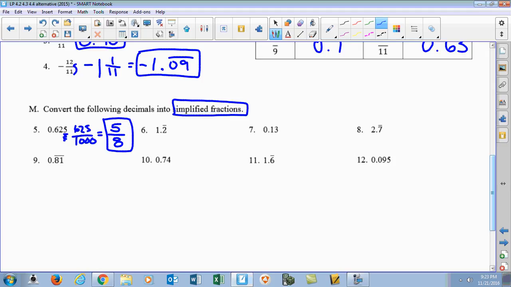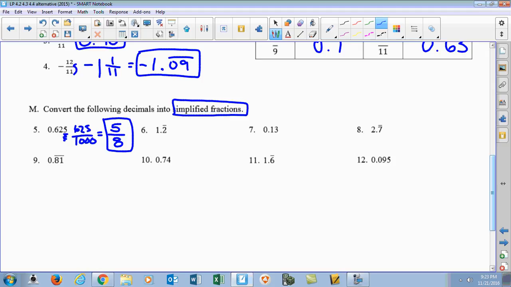So here's what I want you to do. Write the remaining decimals as fractions. Work with your team. You're going to do 6, 7, 8, 9, 10, 11, 12. We're going to pause the video, and then we'll come up with the final answers when you are finished. Go ahead and pause the video, and we'll see how you finish it up.